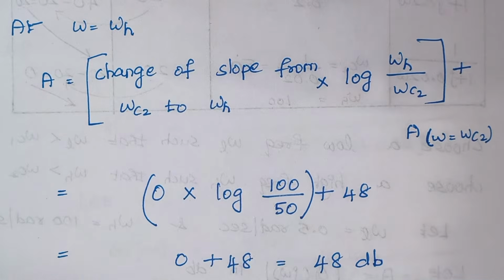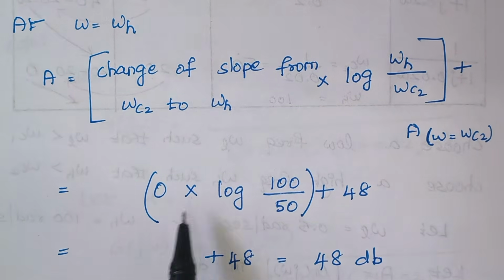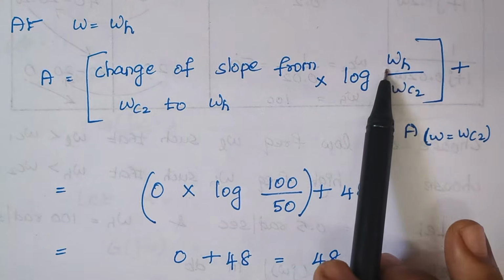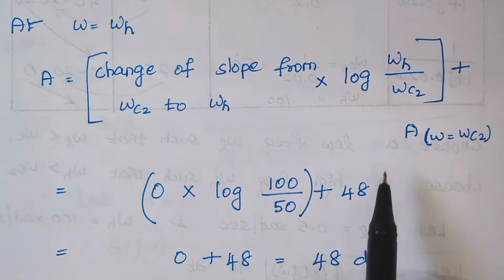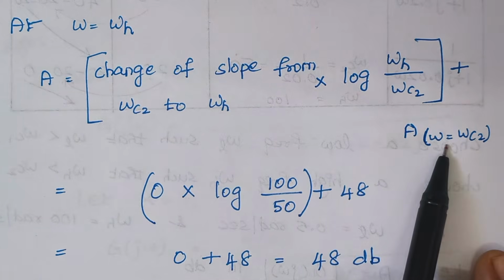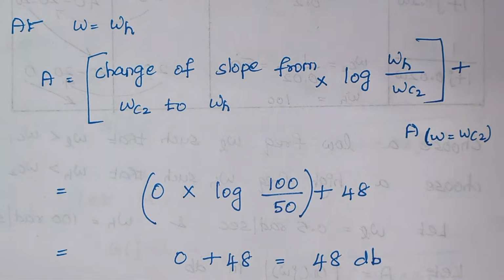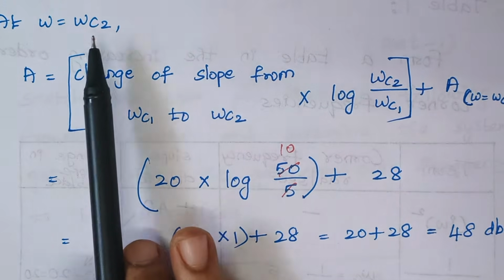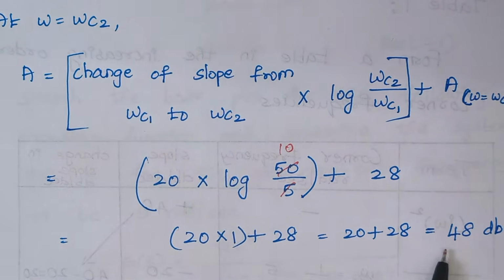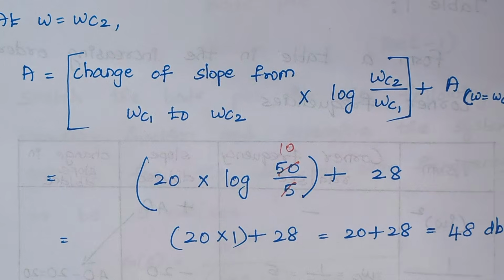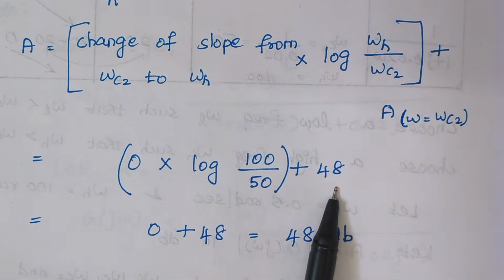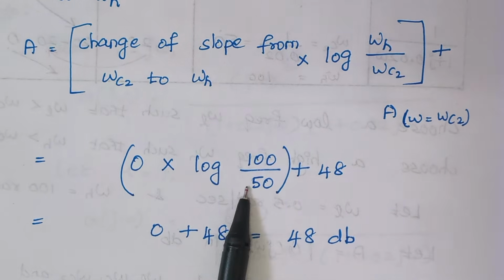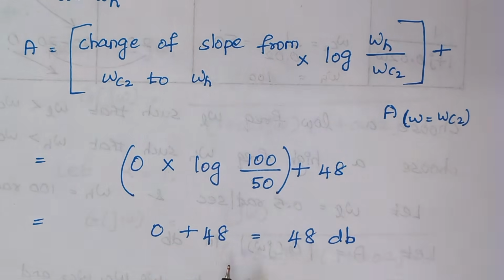Right. So here we are substituting the value 0 into log of omega H, which is 100, over omega C2, which is 50, plus again the value of A when omega equals omega C2. What is the value? You see, when omega equals omega C2, the value is 48 decibel. So we have to substitute this value here as 48. Here 0 into anything is 0, right? So 0 plus 48 gives you 48 dB.